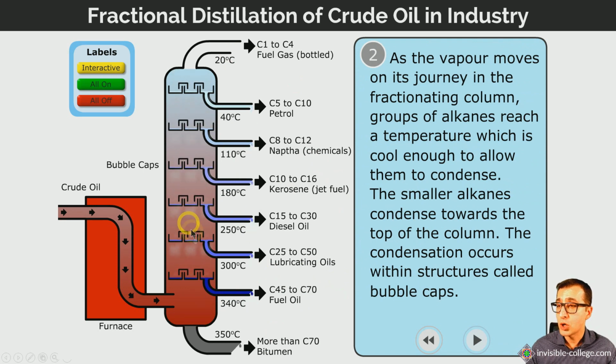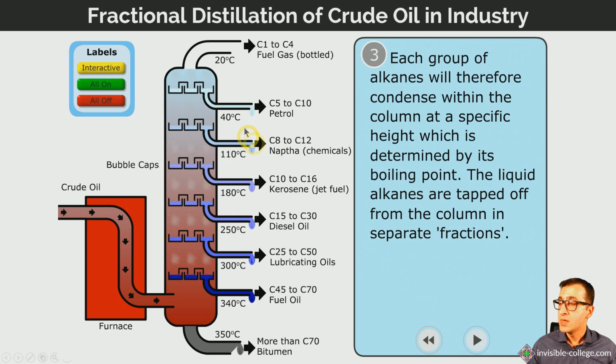As the vapor moves up the column, each group of alkanes, each fraction, which again is a mixture of alkanes with similar condensation point temperatures, will cool down enough at each one of these levels to condense separately and be siphoned off separately. So each group of alkanes, each fraction, will condense within the column at a specific height, which is determined by its boiling point. The liquid alkanes are tapped off from the column in these separate fractions, and the gaseous alkanes will be separated at the top of the column.